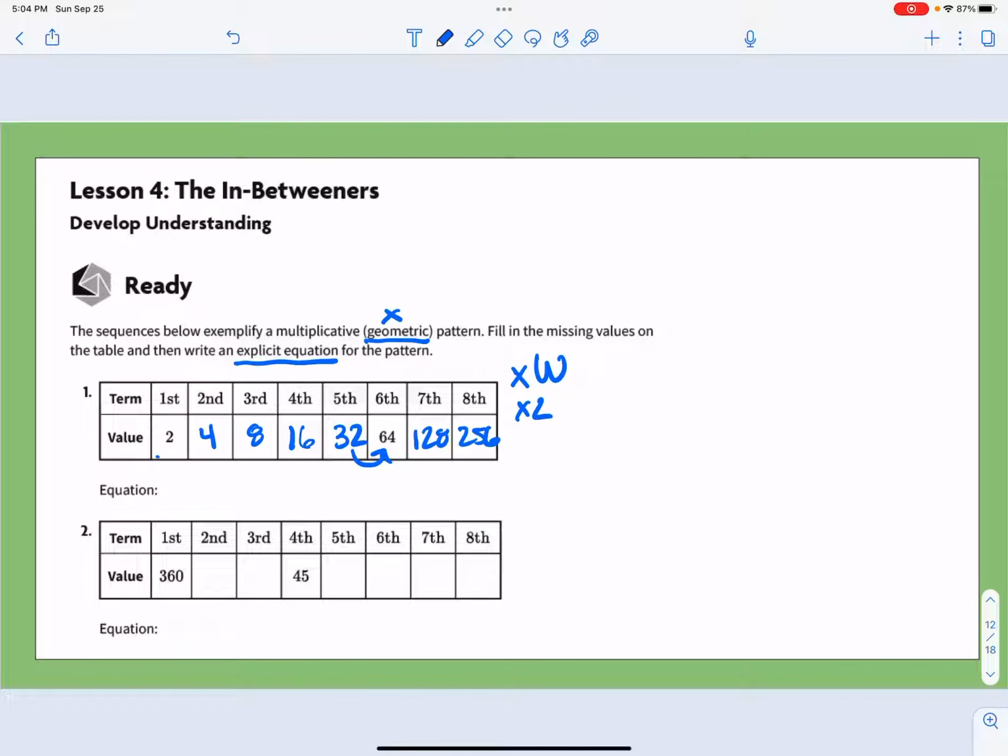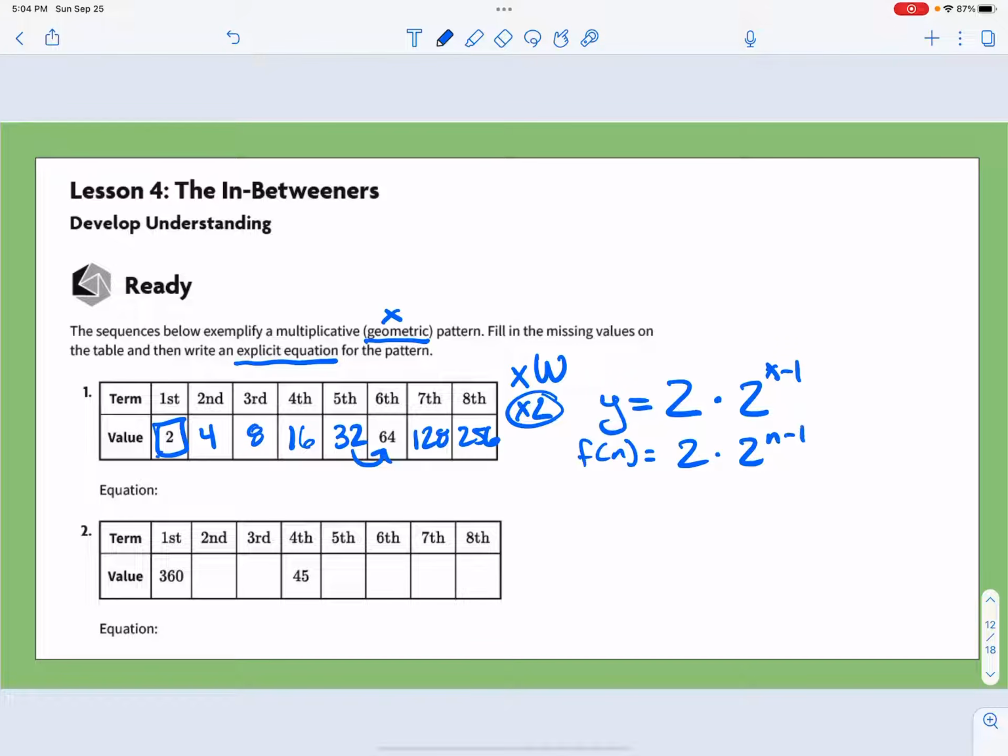So for our equation, in this case here, y equals, and what are we doing? We're starting with our first value, 2 times whatever we're doing to the x minus 1 power. You could also write it as f of n equals 2 times 2 to the n minus 1 power.